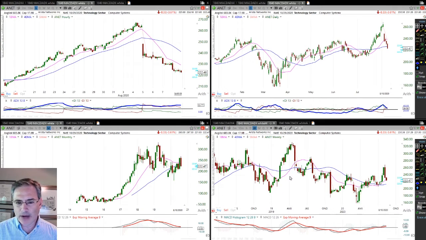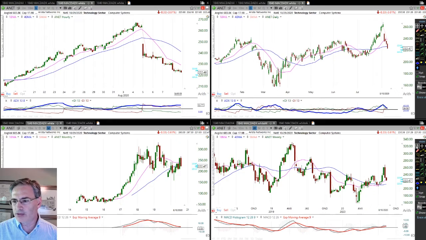ANET, again, what I don't like about this, so there's things developing on the monthly chart like it's trying to improve, but you have flat moving averages. You don't really have a trend on the monthly. And then you were trying to get going on the weekly chart, but it was a sharp pullback. A little too violent, I think.